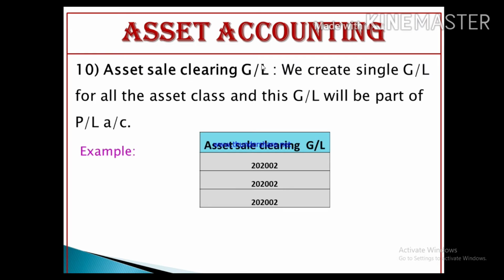Next is asset sale clearing account GL. One more GL we need to create, that is the asset sale clearing GL. We will create a single GL for all the asset classes, and this GL will be a part of the profit and loss account.